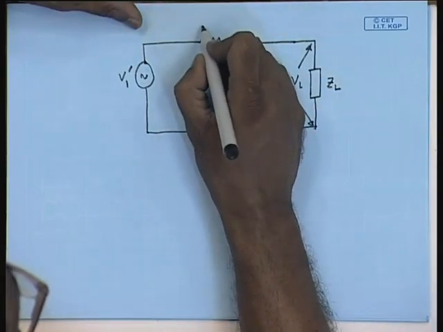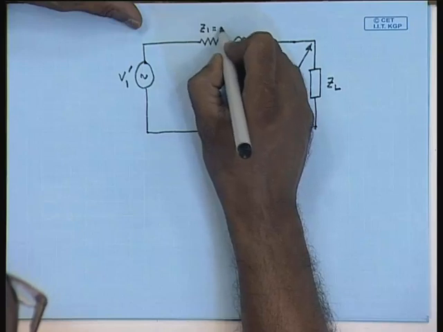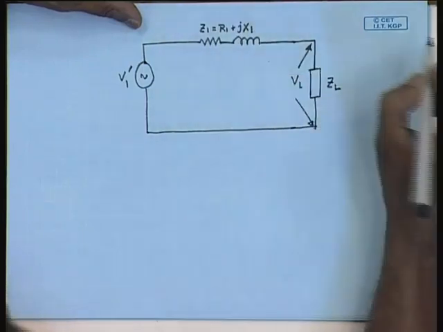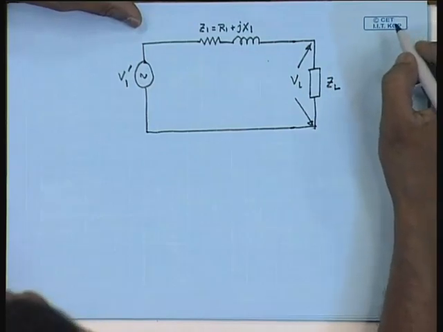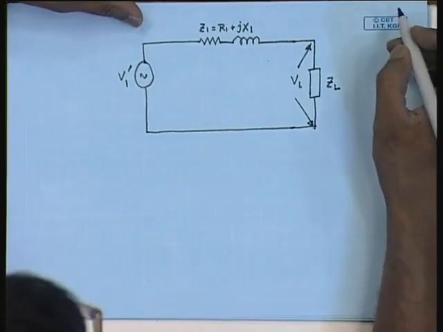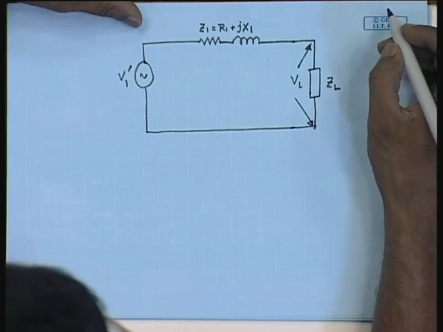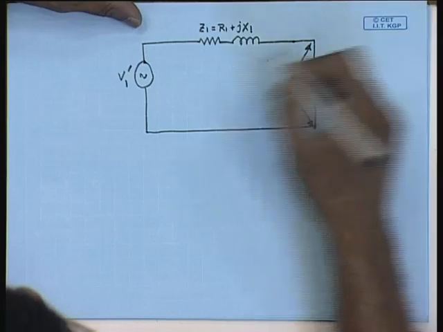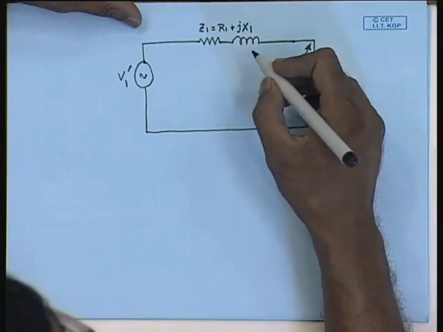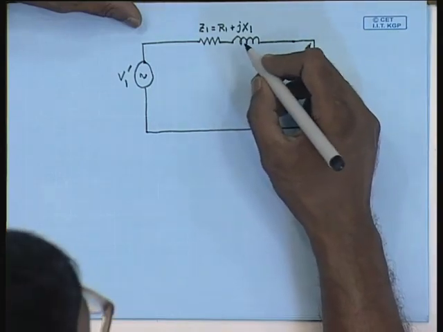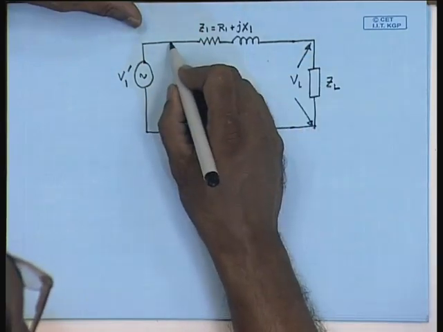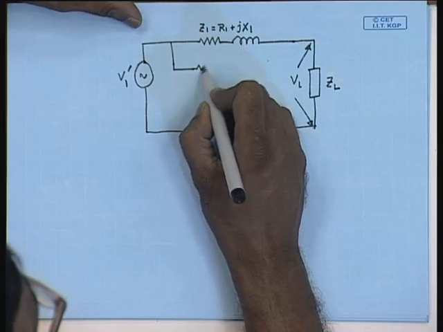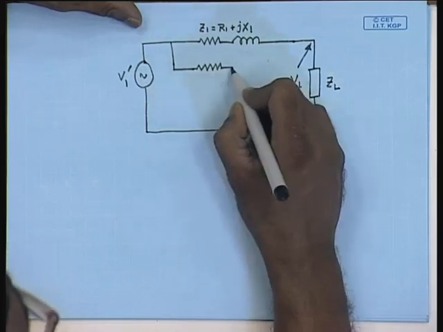Let us say this series impedance is Z1 equal to R1 plus jX1. Since the second transformer's input and output are connected to the same source and the same load, effectively the series impedance of the second transformer will come in parallel to the first transformer. Therefore, the total equivalent circuit of the parallel connected transformers can be represented something like this.